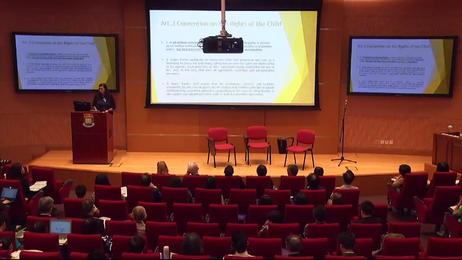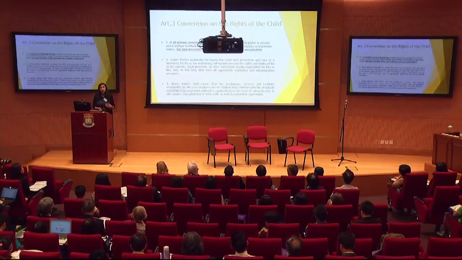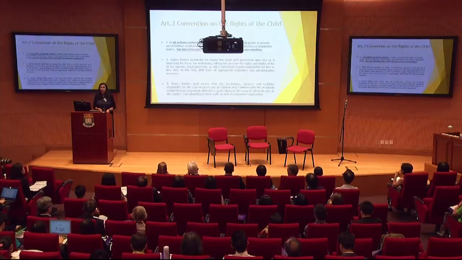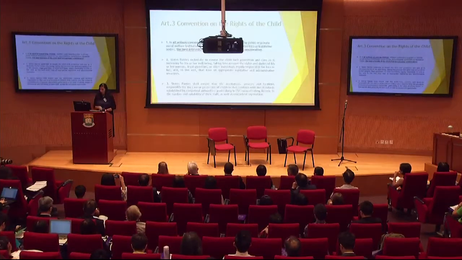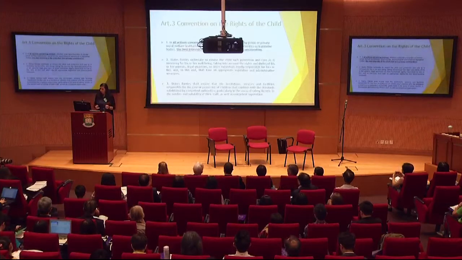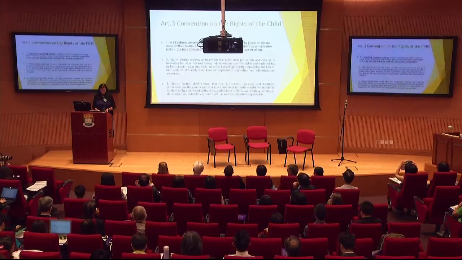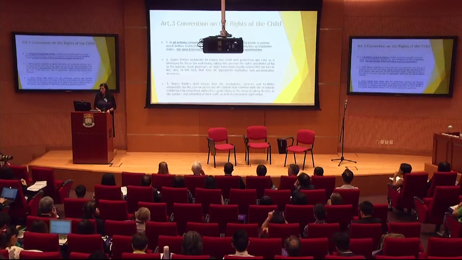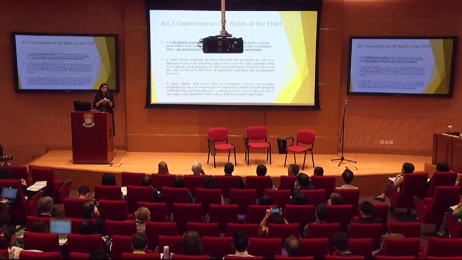So Article 3 of the Convention on the Rights of the Child, as many of you know, requires that in all actions concerning children, whether undertaken by public or private social welfare institutions, courts of law, administrative authorities, or legislative bodies, the best interests of the child shall be a primary consideration, and that the protection and care necessary for children's well-being, accounting for their rights and duties, require that individuals who are in the care of children be held legally responsible for ensuring these rights are holistically met.